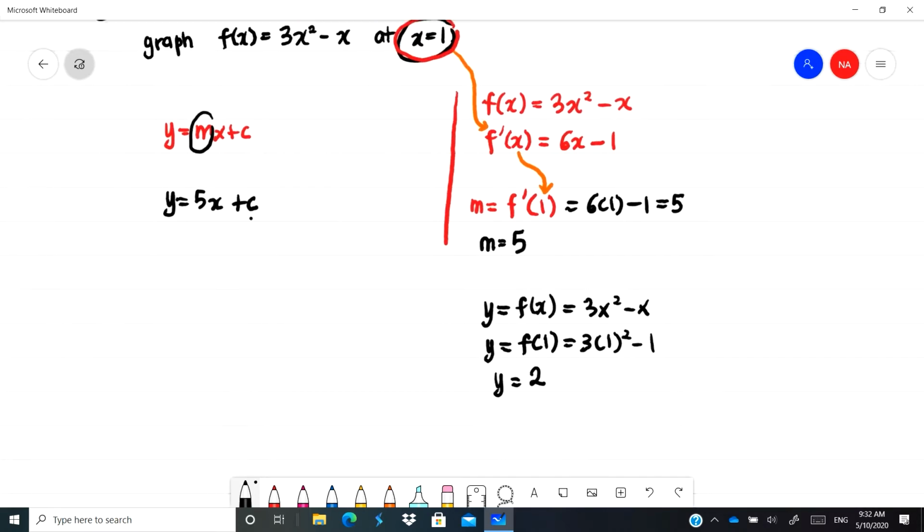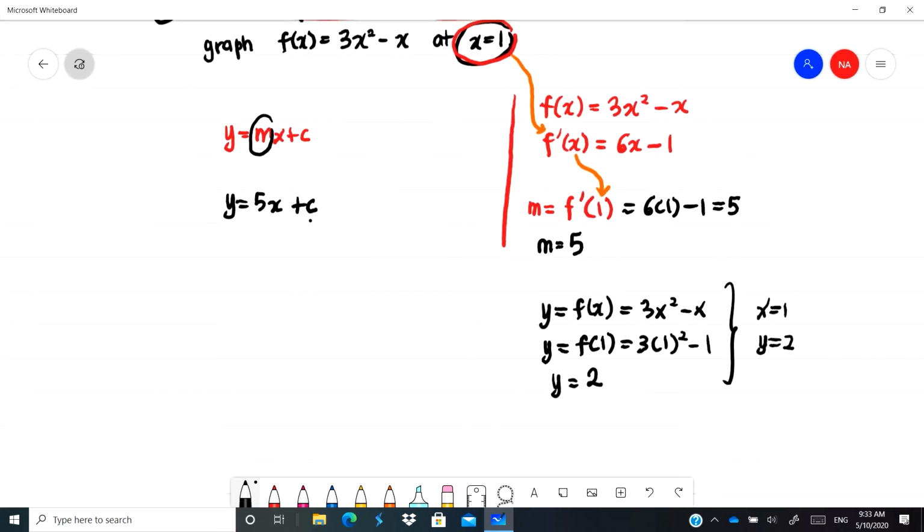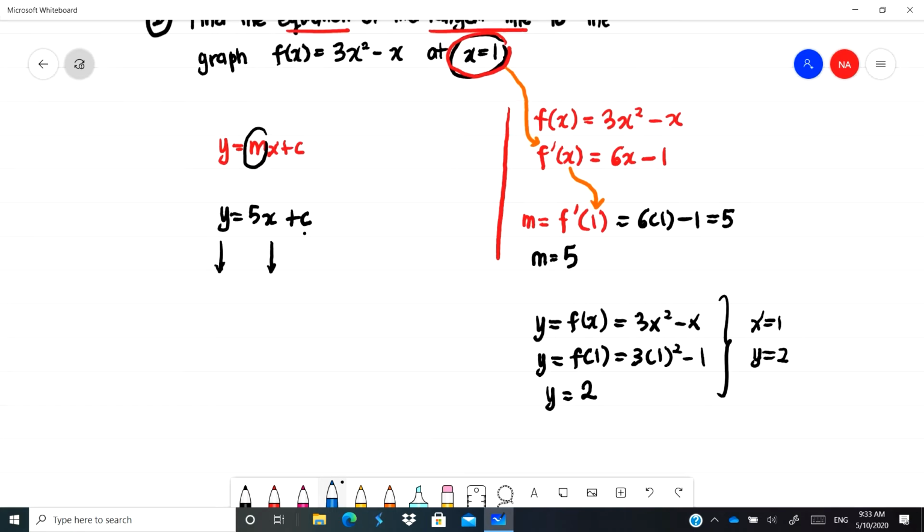So the value of x is 1 and the value of y is 2. We substitute in these two values so that we can find the value of c. y is 2, given by 5 multiplied by x, which is 1, plus c. So we have 2 equals 5 plus c, so c should be negative 3.